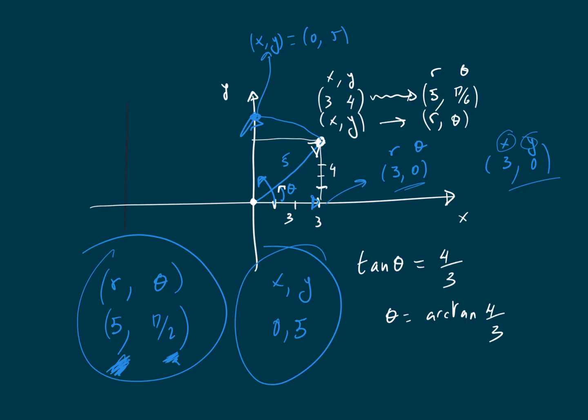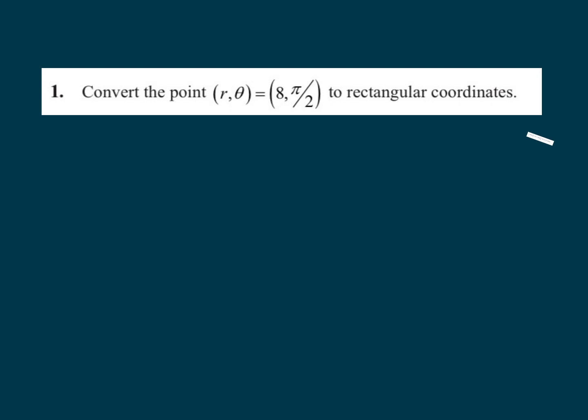Okay, let's do problems and we practice this idea. Let's do problem 1, which says convert the point r equals 8, theta pi divided by 2 to rectangular coordinates. What is this point? This point is where r is 8, so walk in the x direction 8 meters. And rotate this r, rotate pi divided by 2. So you are here.